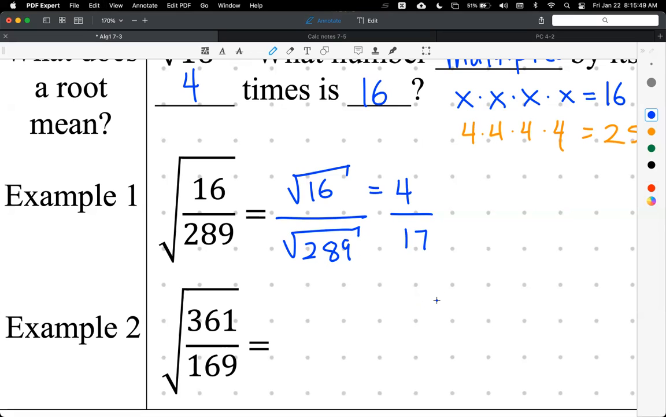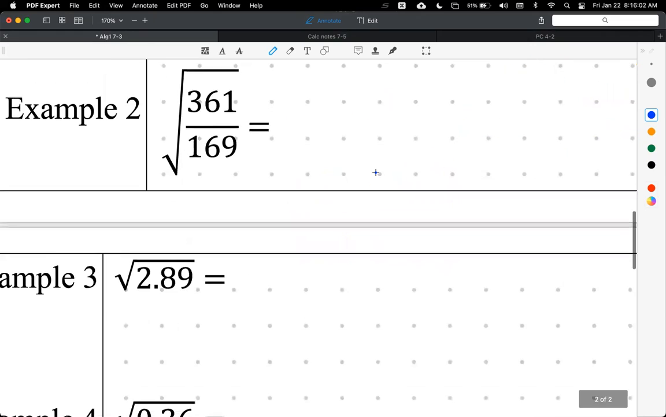All right, so the answer is 4/17. Box it. You'll have a Khan Academy problem just like this. They'll make you do a square root of a fraction. The trick is take the square root of the numerator, take the square root of the denominator. Let's try it again, slightly harder. Example number 2.